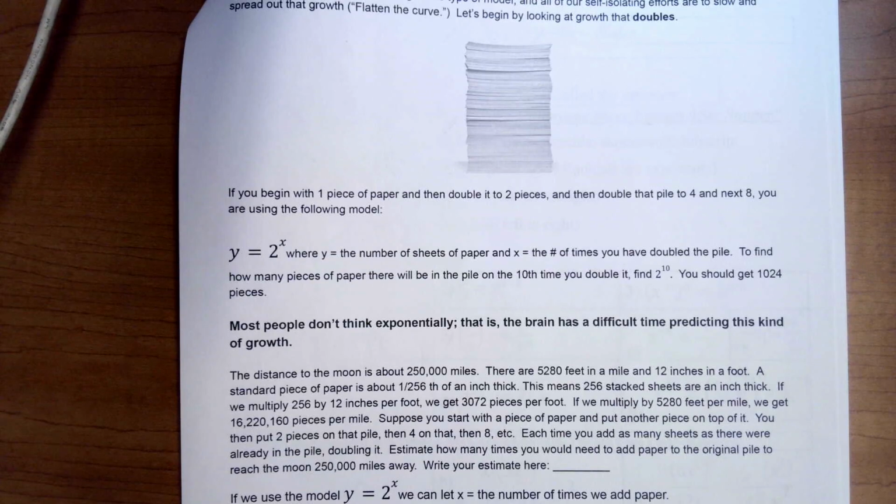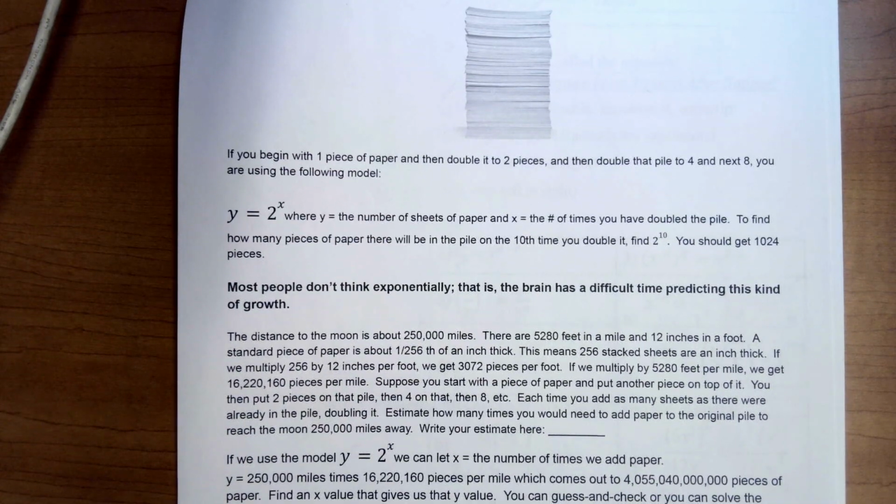So most people don't actually think exponentially. The brain has a very difficult time predicting this kind of rapid and huge growth. So think about it this way. Paper is very, very thin. The distance to the moon is about 250,000 miles. There are 5,280 feet in a mile and 12 inches in a foot. So one piece of paper is about 1/256th of an inch.